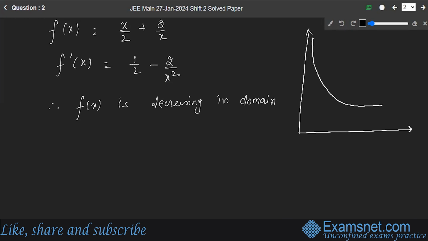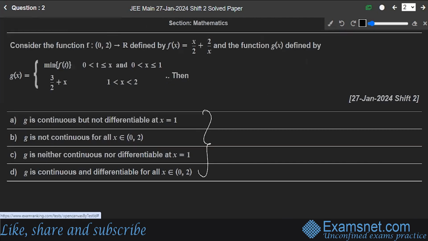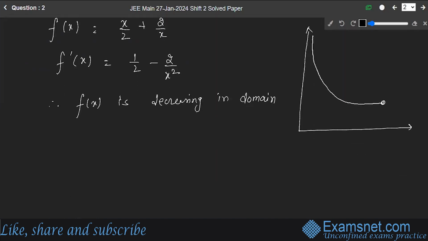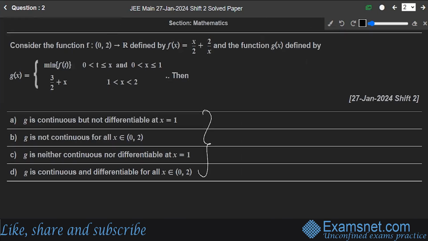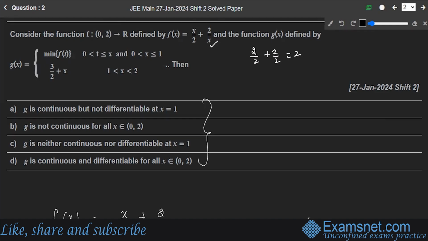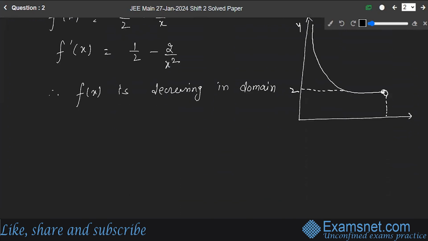Okay, when I'm putting x is equal to 2, you'll have the corresponding y value as 2 also. Let's check. When you put x is equal to 2, this will be 2 by 2 plus 2 by 2, which is equal to 2 only. Okay. So this is a decreasing function. This is your x, y, and x. This is 2. This is 2.